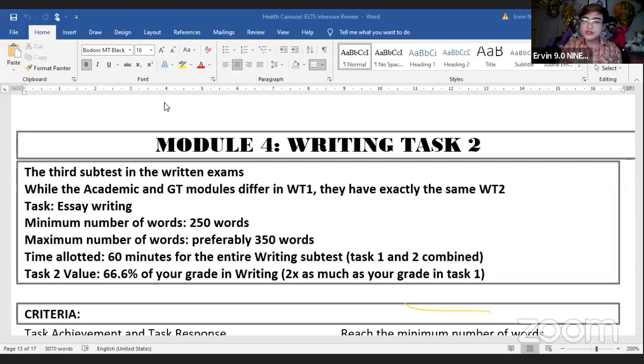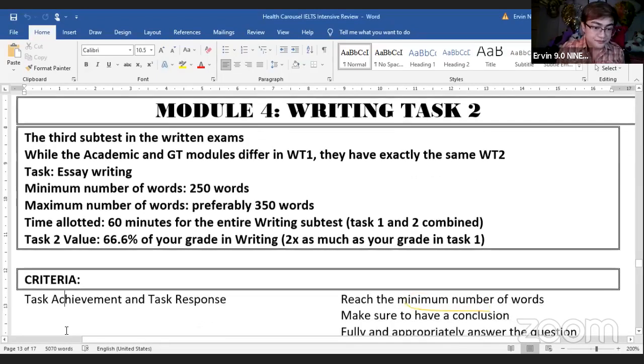By the way, you will notice that I have an MS Word document right here. If you want to screenshot, go ahead, no problem. I won't take it against anyone. If you want to take down notes while you're attending the class, go ahead. By all means, you do that. What's most important, we're able to help you map your chances in getting the required band score in the writing subtest. So let's take a look at the first criterion.